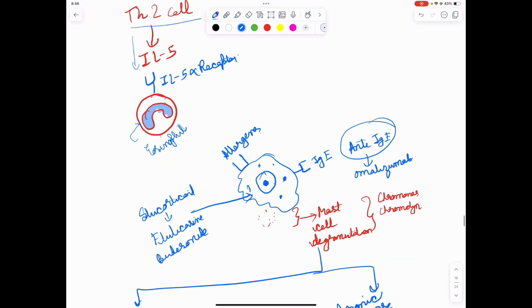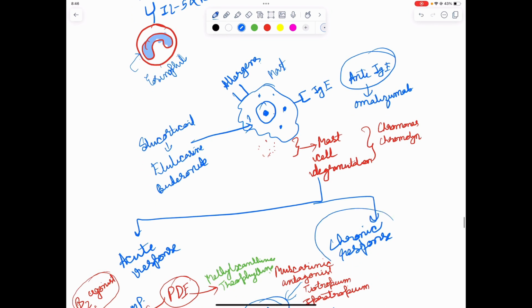Now we move on to the allergen pathway. This is the mast cell. This mast cell will undergo degranulation to release inflammatory mediators that are responsible for the chronic and acute response. Glucocorticoids, consisting of fluticasone and budesonide, inhibit the release of inflammatory mediators at the cellular level. Mast cell degranulation can be inhibited by the chromones and cromolyn. And then we have the IgE receptor, and the anti-IgE is named omalizumab.